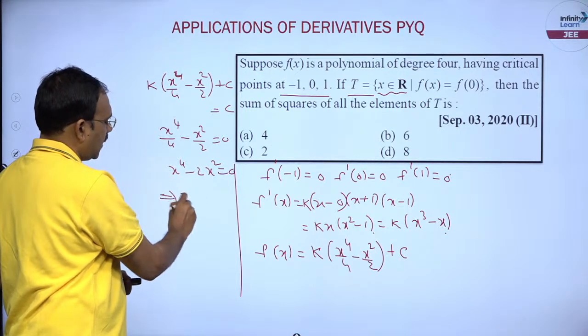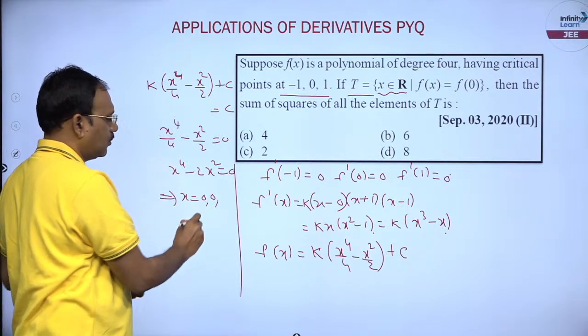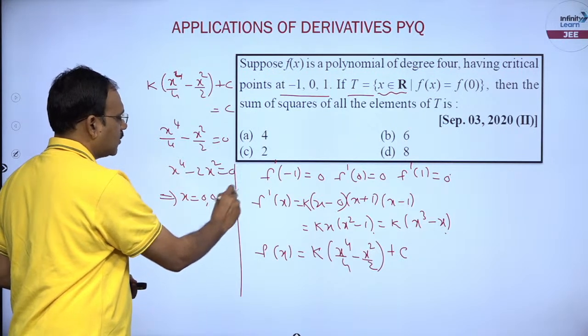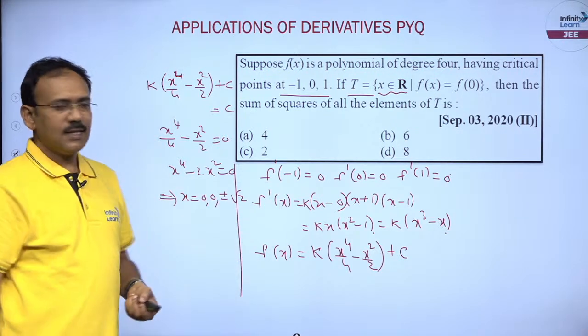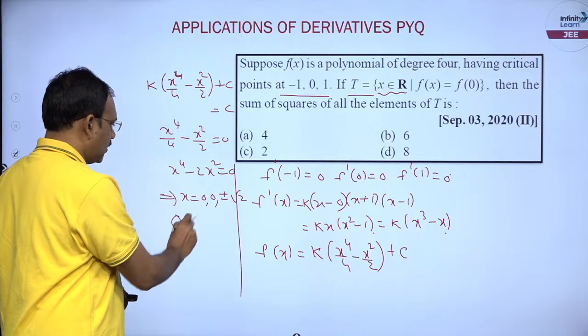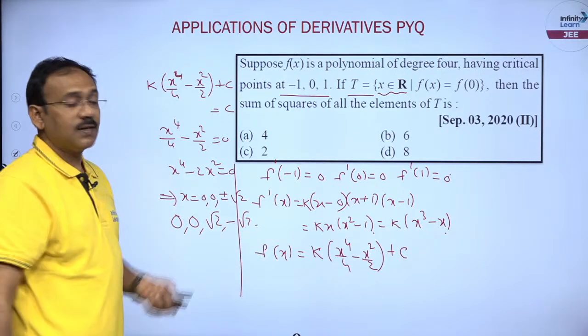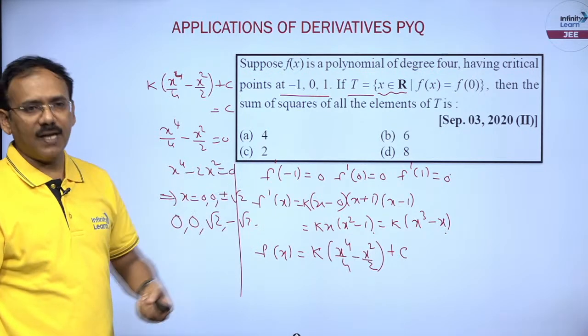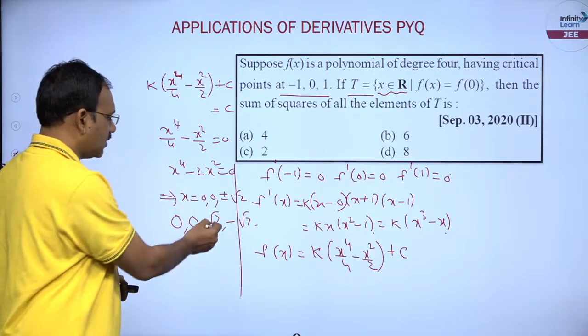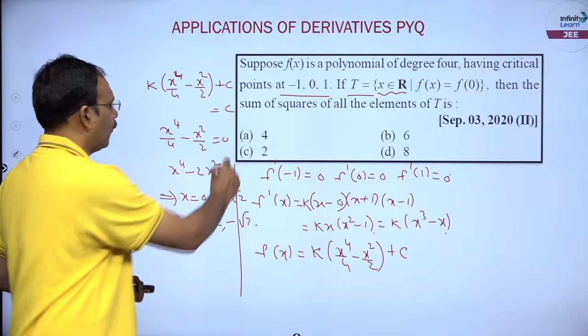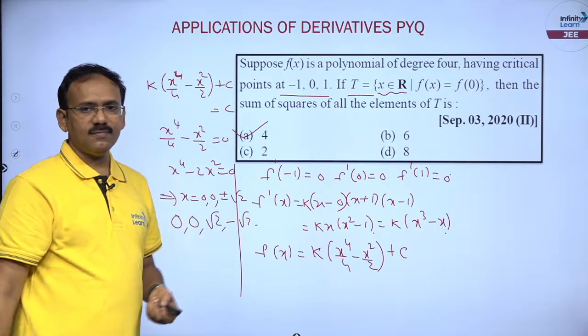So, you can say x is 0, 0, and x is plus or minus root 2 you are going to get. So, x has 4 values here: 0, 0, root 2, minus root 2. Now, sum of the squares of all the elements, dear students, you can say here 2 plus 2 is 4, that is the answer. That is all.